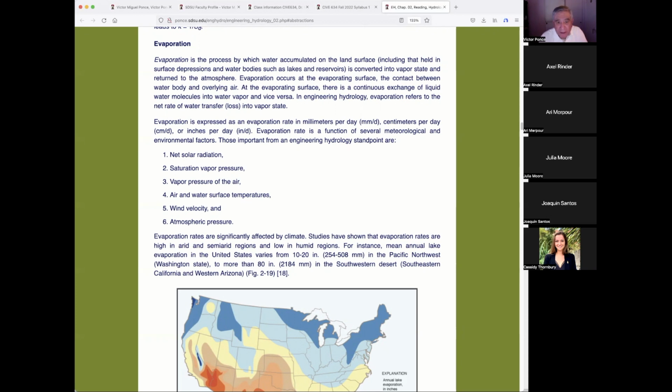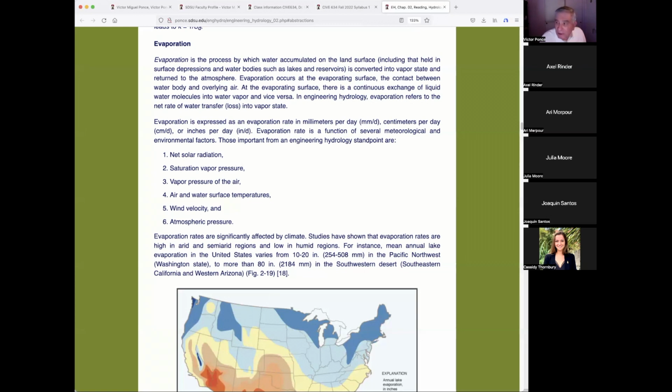It is expressed in millimeters per day, centimeters per day, or inches per day. Typically, when we convert from inches per day to the metric or SI system, we go to millimeters per day just because of usage. But we could also speak in terms of centimeters per day. As you know, 10 millimeters equal 1 centimeter.